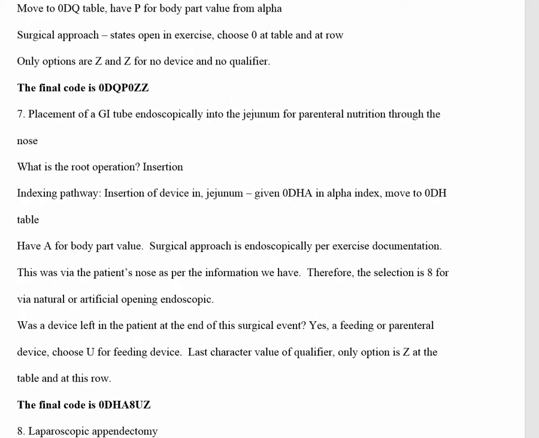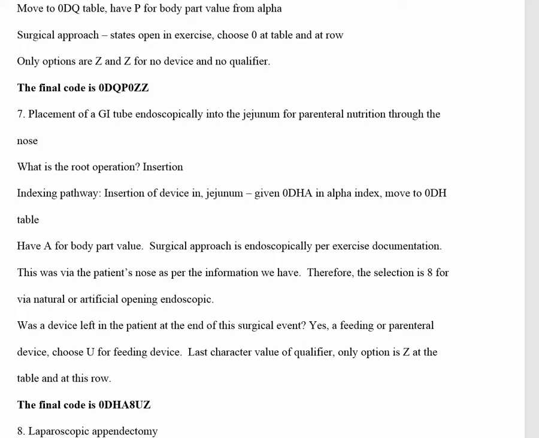The next one is the placement of a GI tube endoscopically into the jejunum for parenteral nutrition through the nose. What's the root operation? We have no identification of any cutting. It says placement of a GI tube endoscopically. The root operation is therefore insertion. Insertion into where? Insertion into the jejunum. So your indexing pathway is insertion of a device that's in the alpha index, and then the anatomical location is the jejunum. You're given 0DHA in the alpha.